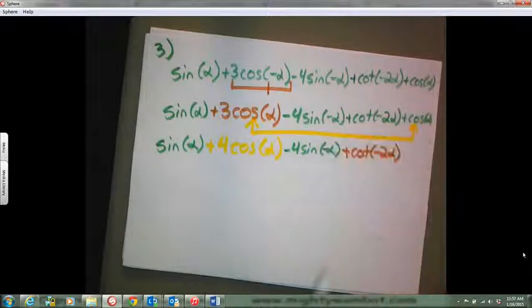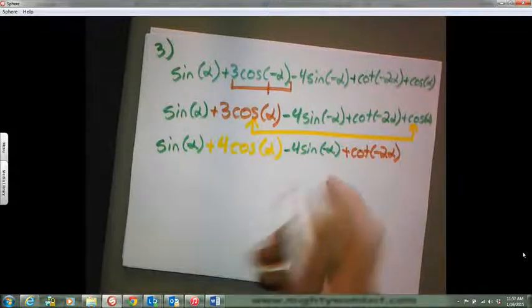All right. So the next thing I want to deal with is this right here. Remember, the goal is to get rid of these negative alphas.